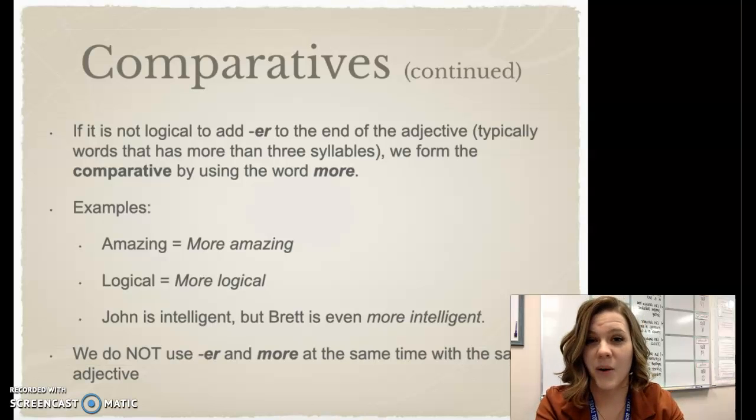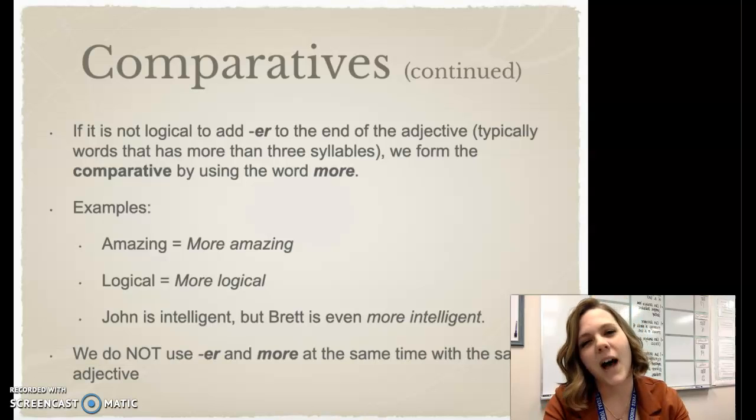Now, sometimes, though, it's not logical to add the er to the end of the adjective. Typically, this happens with words that are more than 3 syllables. If we have a word that's more than 3 syllables, or it just doesn't seem logical to add er, we can form the comparative by using the word more instead. An example, it wouldn't make sense for me to say amazinger, and so I can form that comparative by saying it's more amazing. The same thing goes for a word like logical. It doesn't make sense to say it's logicaler, so I can form that comparative by saying it's more logical.